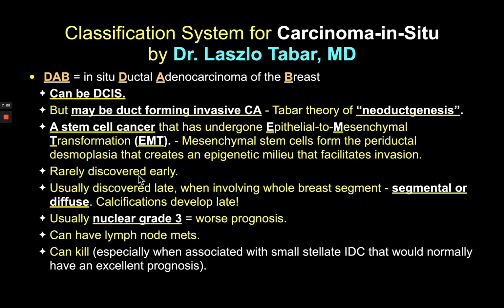You know, we rarely discover DAB early. Usually it's discovered late. Frequently a whole segment or lobe is involved by the time we discover it. And the calcifications can develop late. So even though it often presents with calcifications, that's a late development. You usually don't see linear branching calcifications in a small lesion. You usually see them in a big lesion. It's usually grade 3 and has a worse prognosis. And if it is duct-forming invasive carcinoma, it can directly invade and give lymph node metastases, and it can kill.